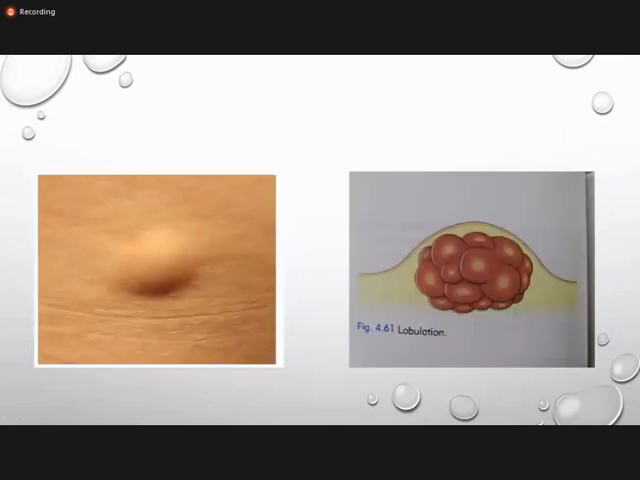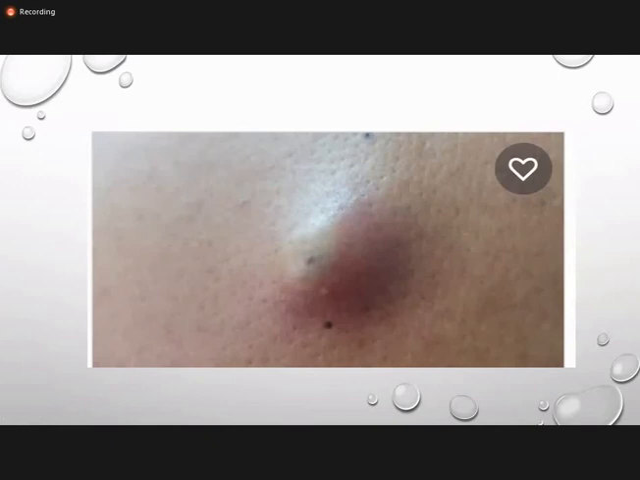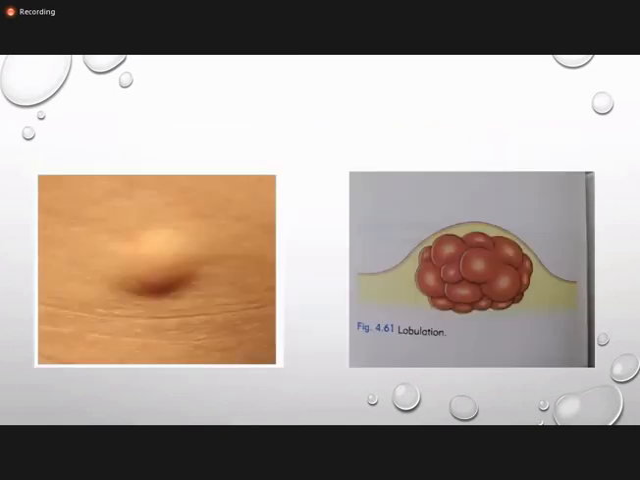These are the pictures I have taken to show you and discuss as spot diagnosis. This is an infected sebaceous cyst. This is a lipoma, and a lipoma is usually lobulated. This picture shows how it looks: these are the lobulations of the fat lobules.